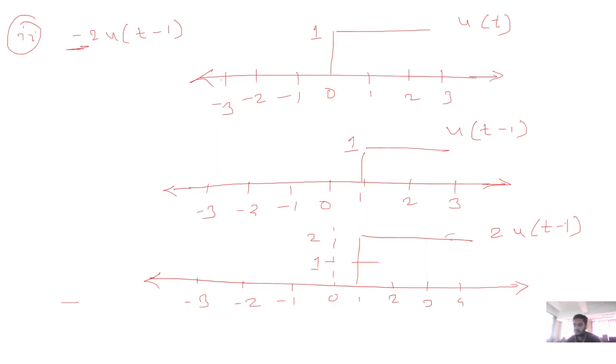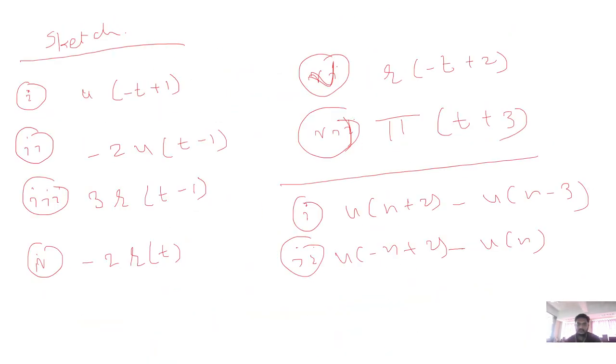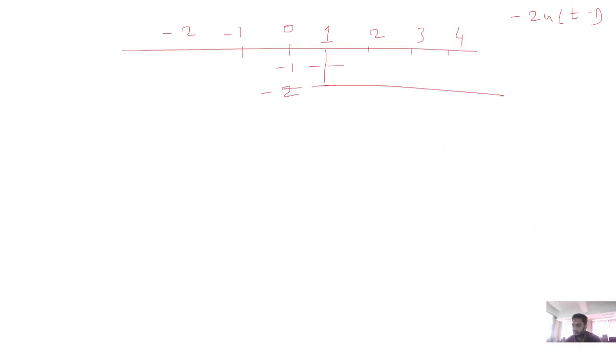Okay, so what I'll do is I will take this one first, and then this one, and then I will go to this one. So the question is R of minus t plus 2.